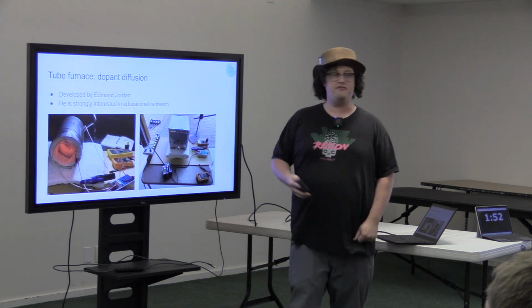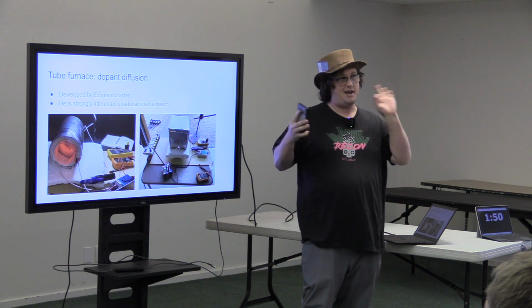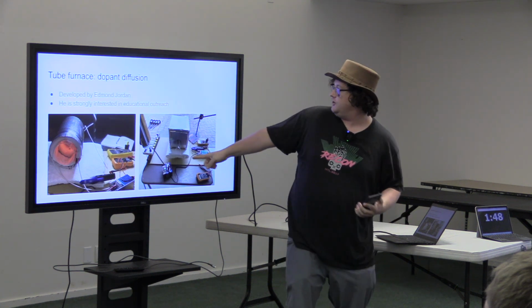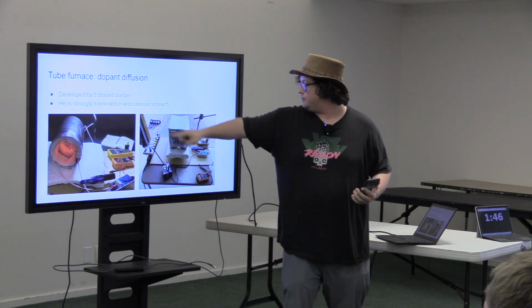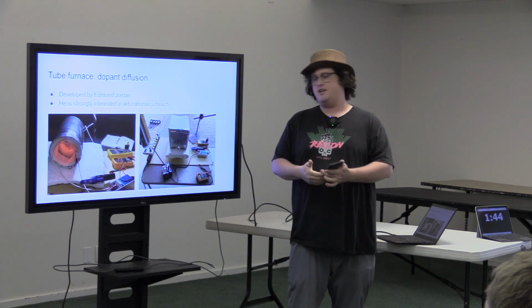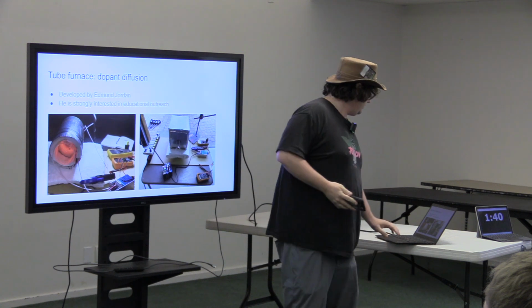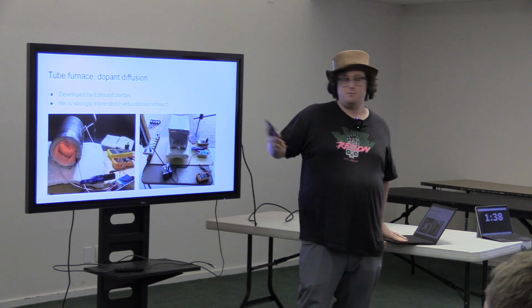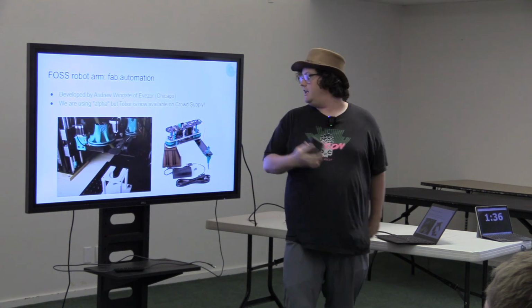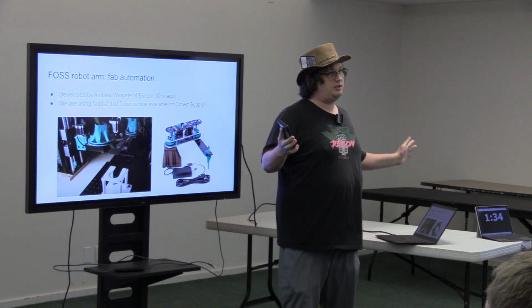Next thing, we got a fellow who's making a tube furnace. So you got to bake those dopants in there. You can see a few different revisions. He's got his little first version, and the next, I think third revision there is getting a little more mature. So that's how you get your dopants in there anyways. Next thing, we want some automation because everybody loves robots.